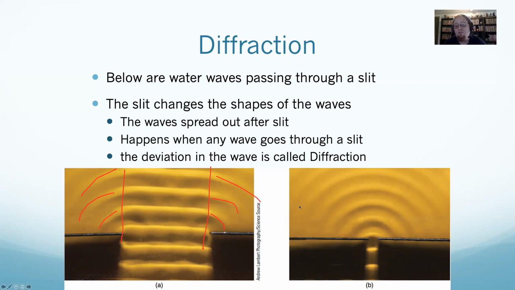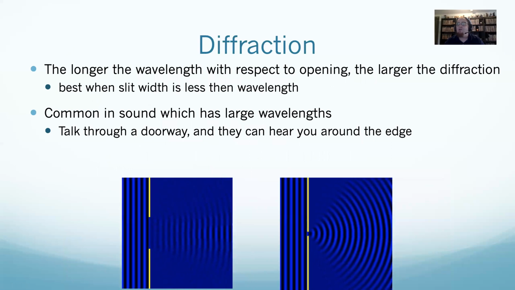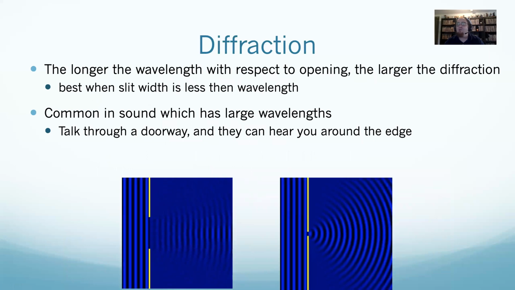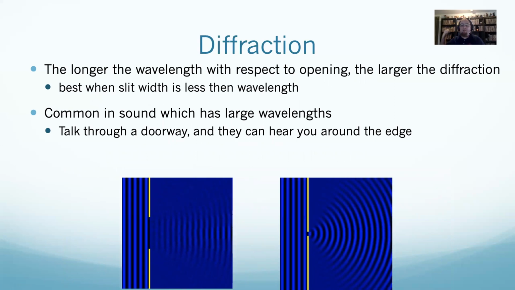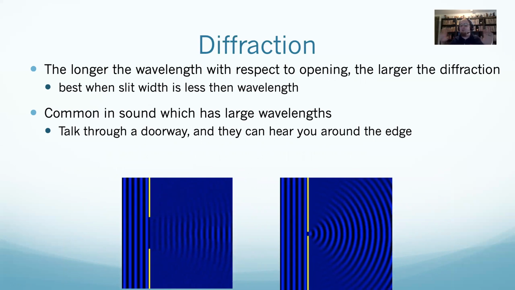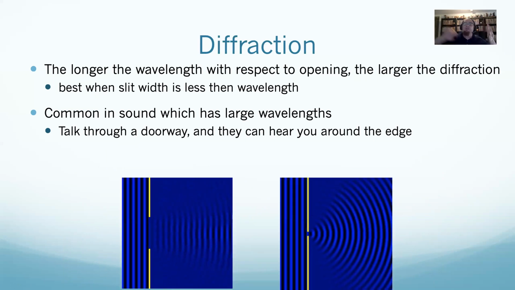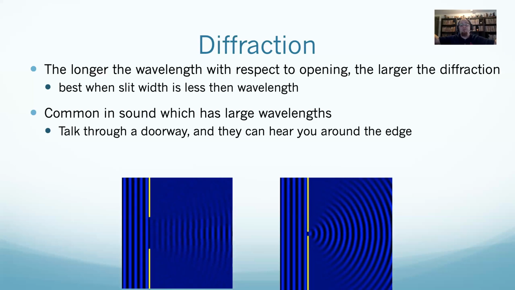Now, in general, diffraction will occur anytime the slit is smaller than the wavelength. The longer the wavelength with respect to the opening, the larger the diffraction, and it really only works when the slit width is less than the wavelength. This is why if I walk out the door, which you can actually see today, well, I have a microphone, this won't work. If you were in person, and I wasn't speaking through a microphone, I walked out the door and you couldn't see me, you would still hear my voice because sound has very long wavelengths, so it's spread around the door frame.